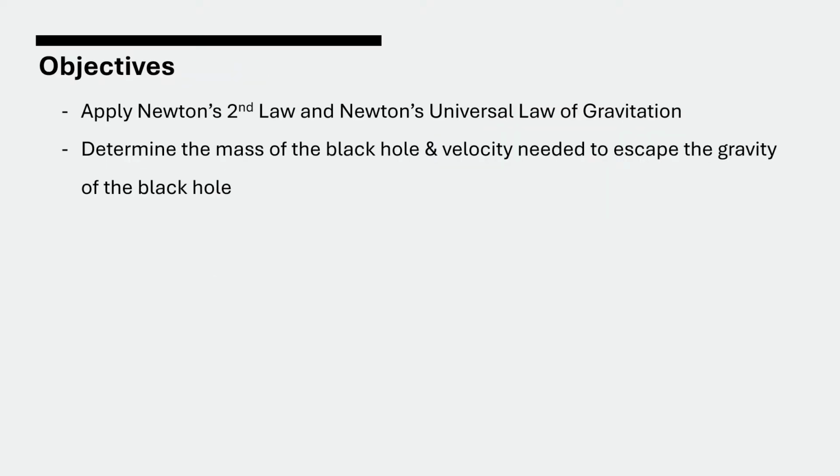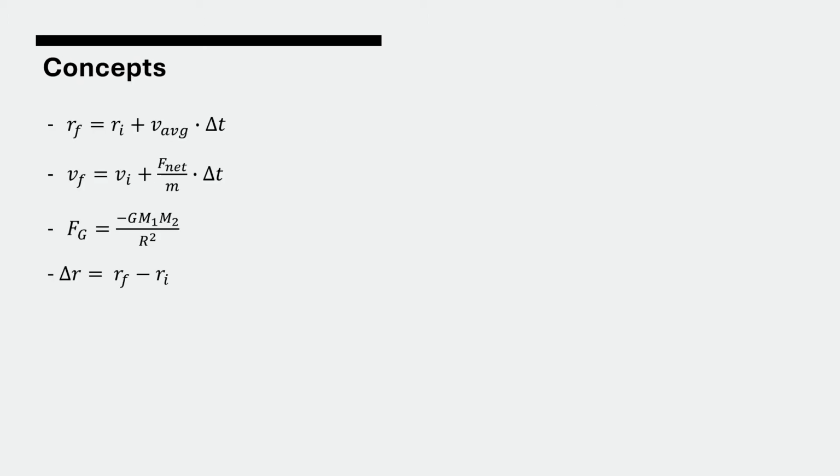So the objectives of this lab are to apply Newton's second law and Newton's universal law of gravitation, and we're going to use that to determine the mass of the black hole and the velocity needed to escape the gravity of the black hole and the planet. So that's some of the concepts that we're using.